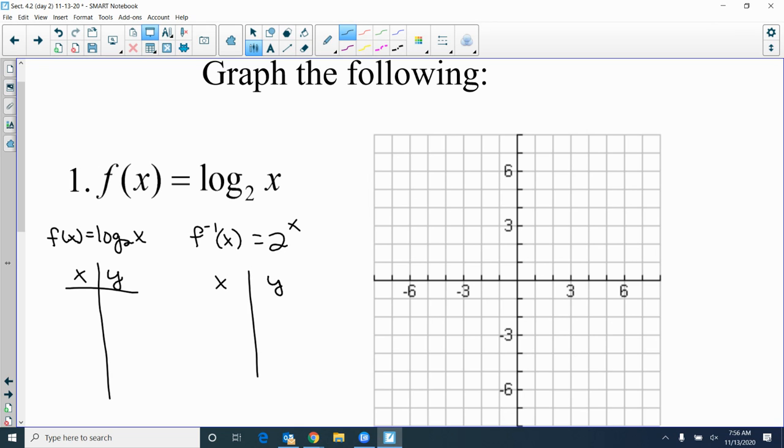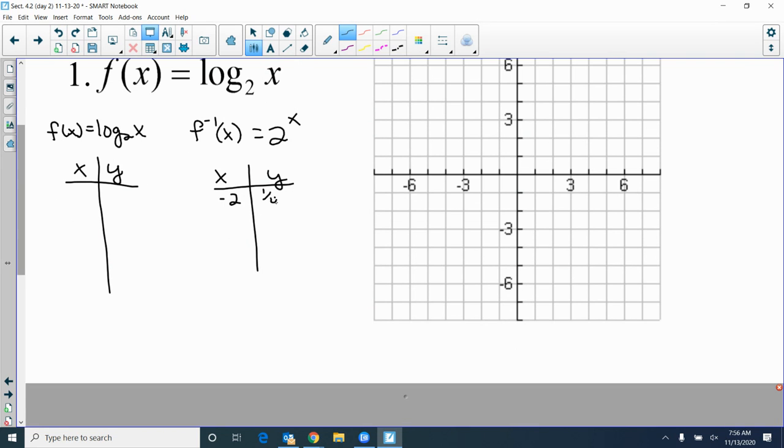We can do an XY chart pretty easily. If I plug in -2, I get 1/4. If I plug in -1, I get 1/2. 0, I get 1. 2 to the 0 is 1. 2 to the first is 2, and 2 squared is 4.